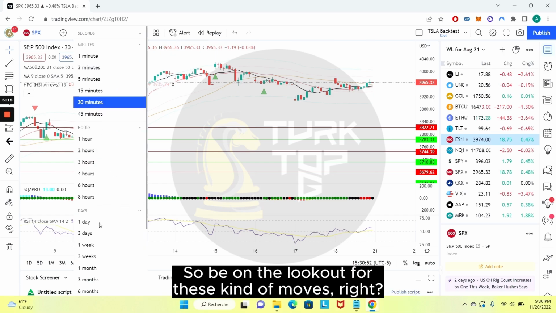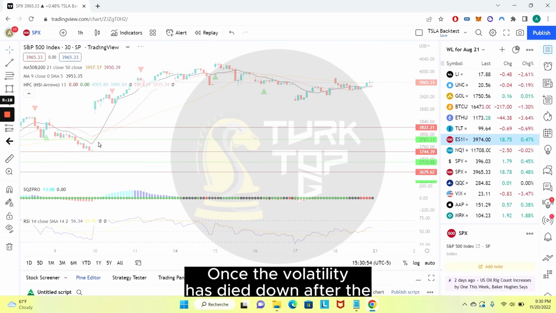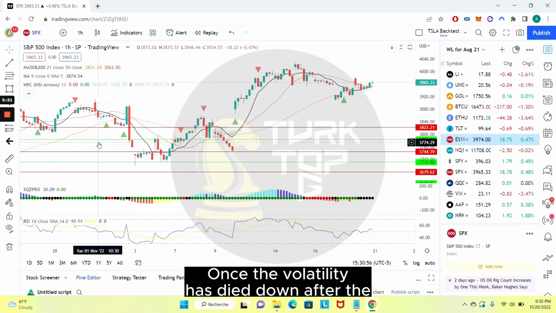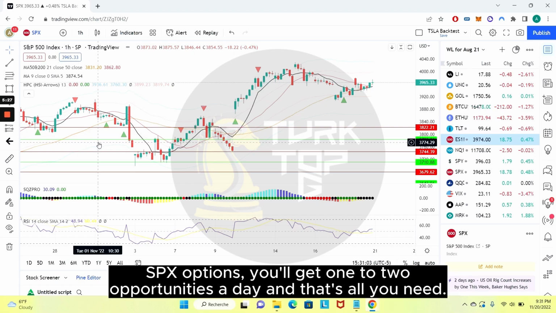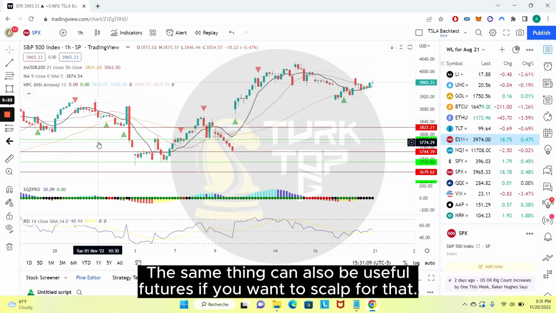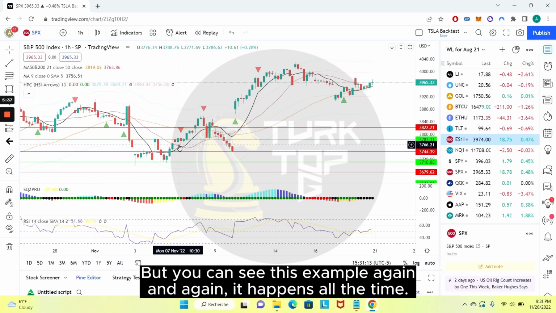So be on the lookout for these kinds of moves. Once the volatility has died down after the open, you get the sideways range. A breakout of this range is perfect for scalping SPX options. You will get 1 to 2 opportunities a day, and that's all you need. The same thing can also be used for futures if you want to scalp that. But you see this example again and again. It happens all the time.